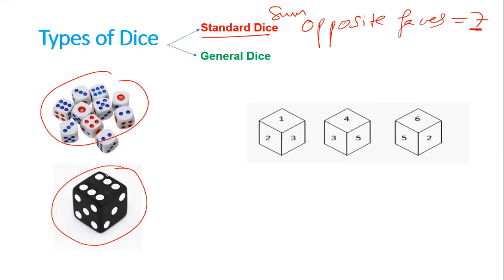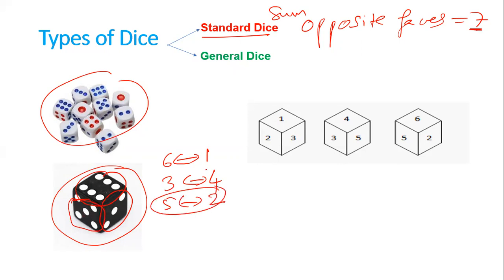Now in standard dice, let's say if this is a face with number 6, then what is opposite to this? There are 6 dots on it, right? What is the number you will see opposite to it? 1, because the sum should be 7. And this is a face with 3 dots. Then what is the number you will see opposite to it? A face with 4 dots, because the sum should be 7. And this is a face with 5 dots. Then how many dots will you see on the face opposite to it? 2, because the sum should be 7. So if the sum of the opposite faces is 7, we call it a standard dice.